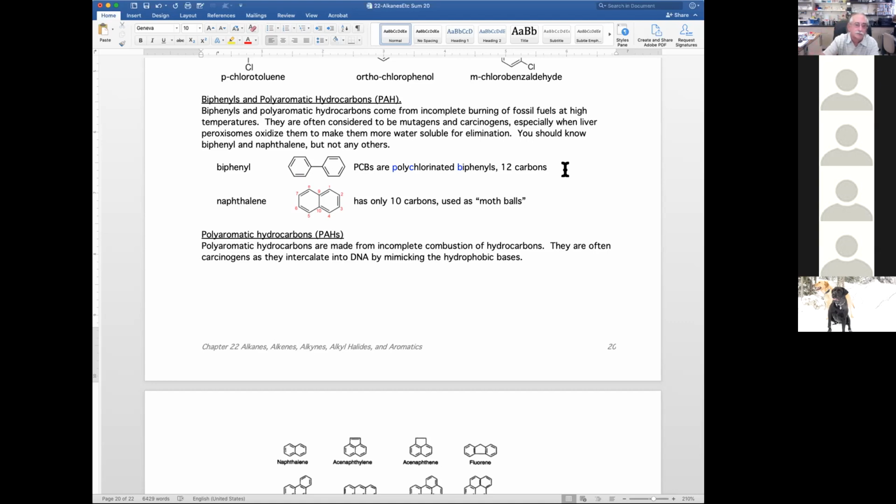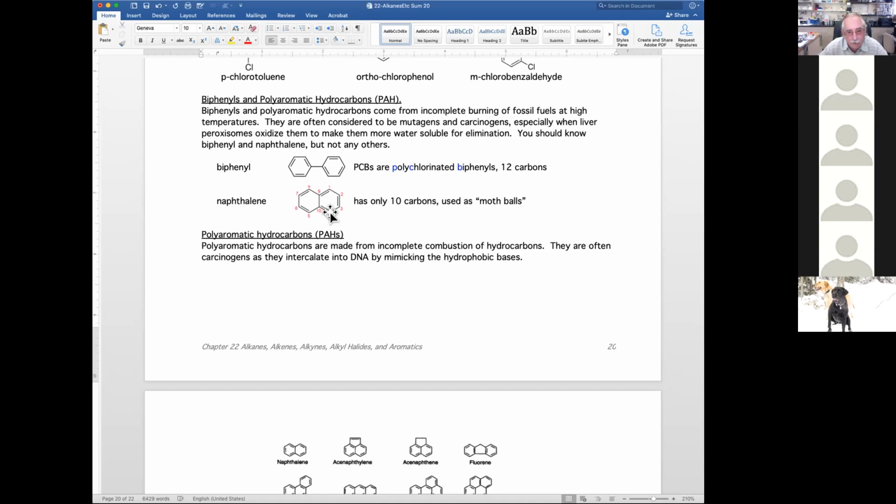PCBs are very stable. They have important purposes in industry, in the transformers of electricity. But they're so stable, they start to accumulate especially in mammals. Marine mammals especially, they've found a lot of biphenyls in them.